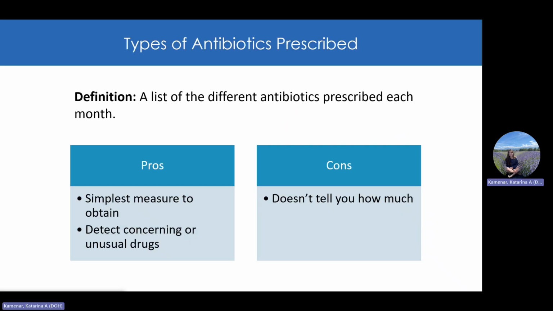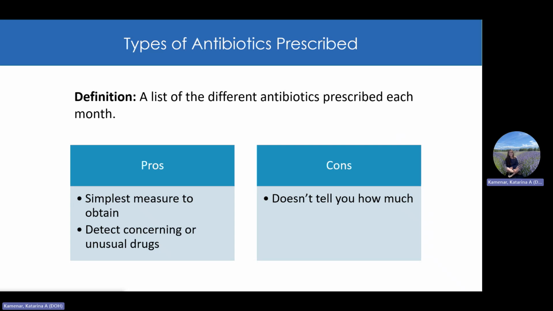One of the antibiotic use measures listed in the CMS State Ops Manual is types of antibiotics prescribed. This is the easiest measure to track. It's essentially a printout of your monthly pharmacy order. It can be useful to review for concerning or unusual drugs like fluoroquinolones or carbapenems.